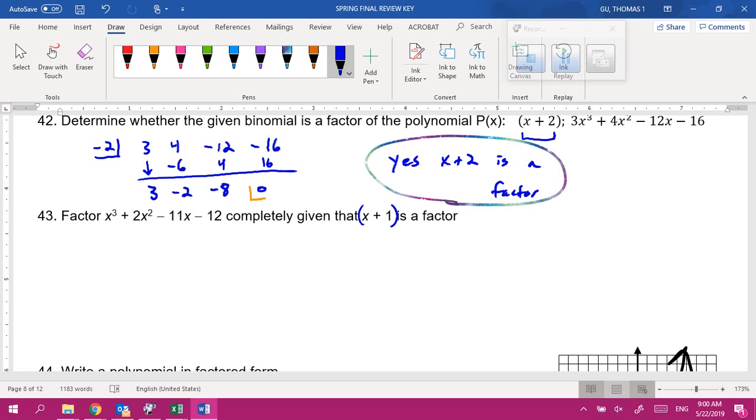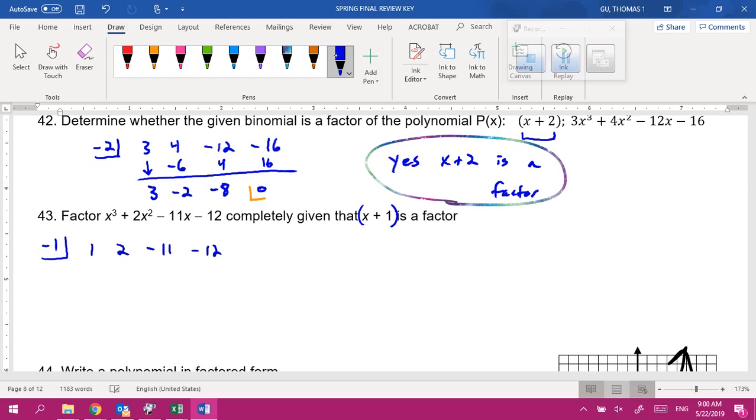Yeah, so what is a? Negative 1. So there's a. And what we're going to do is use synthetic substitution or synthetic division to find a new polynomial when I factor out x plus 1. And then after I get that new polynomial, I'll be able to factor it using a regular method, and that will give me a complete factored form. So what are the coefficients I should be writing up here?